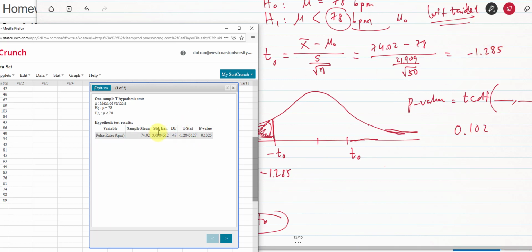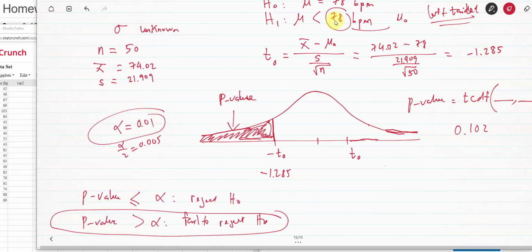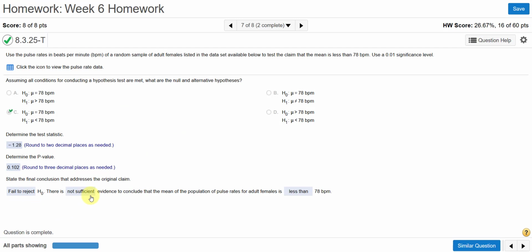So it's the same thing. You can get the values from StatCrunch with just a few clicks, or you can do it all by hand using the formula that we learned from the lectures. Either way, you still end up with the same conclusions, the same values at the end.